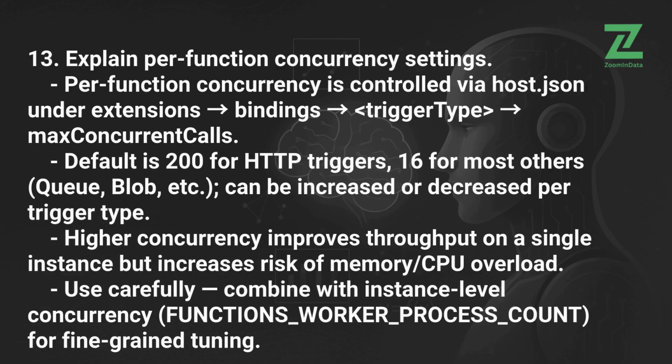Can be increased or decreased per trigger type. Higher concurrency improves throughput on a single instance but increases risk of memory, CPU overload. Use carefully. Combine with instance-level concurrency, FUNCTIONS_WORKER_PROCESS_COUNT, for fine-grained tuning.